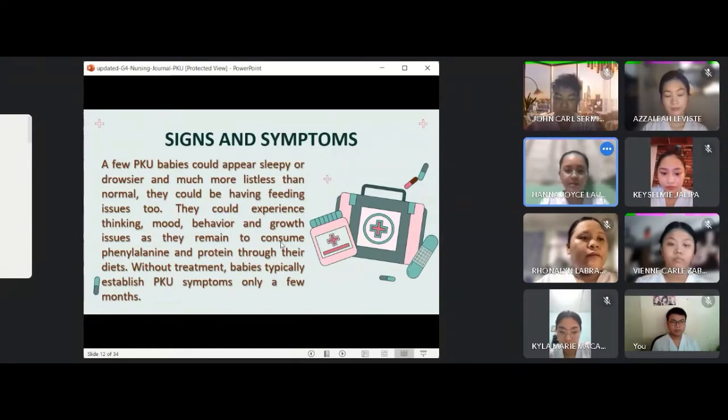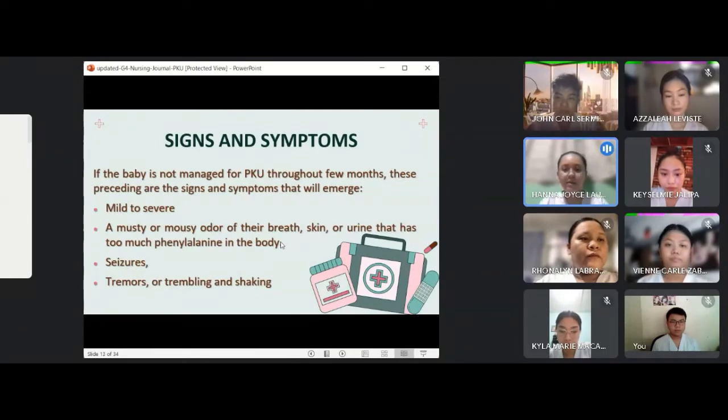If the baby is not managed for PKU throughout the first few months, these are the signs and symptoms that will emerge. As I said earlier, an infant with classic PKU could look healthy or normal, and if it is left untreated for a few months, it could lead to a mild to severe condition.